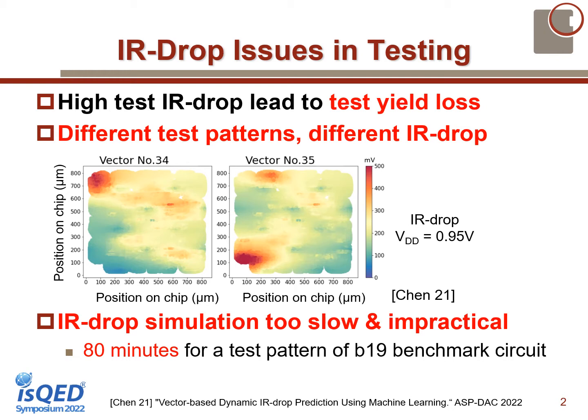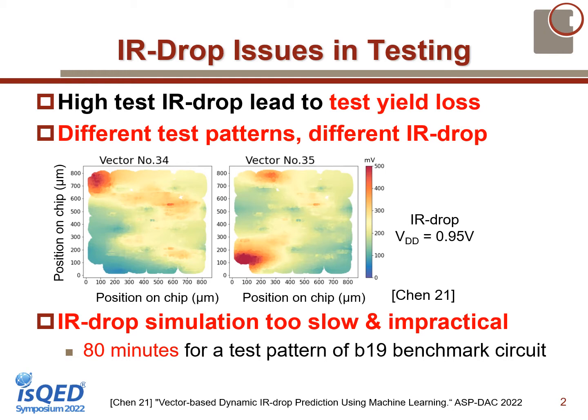There are three main reasons. First, power consumption and IR drop in test mode is usually larger than that in functional mode. As a result, a circuit that is correct in functional mode may fail in test mode, resulting in excessive yield loss. Second, every instance has different IR drop, and different test patterns have different IR drop distributions as well.